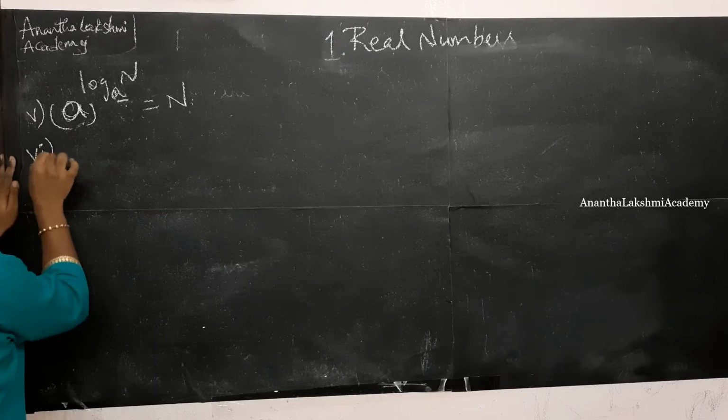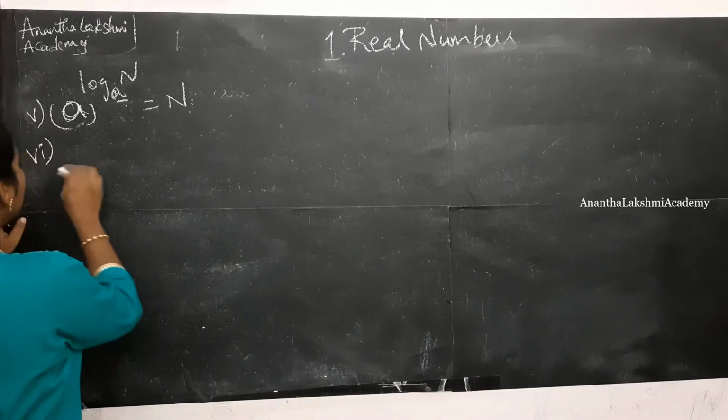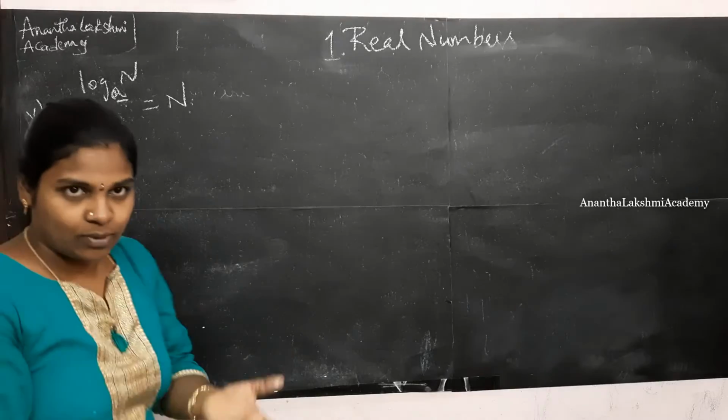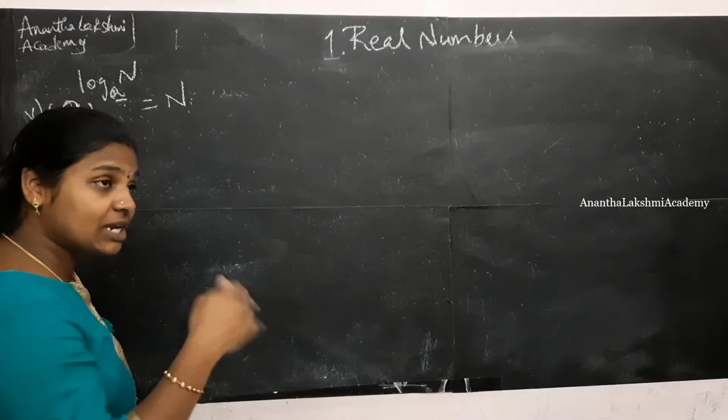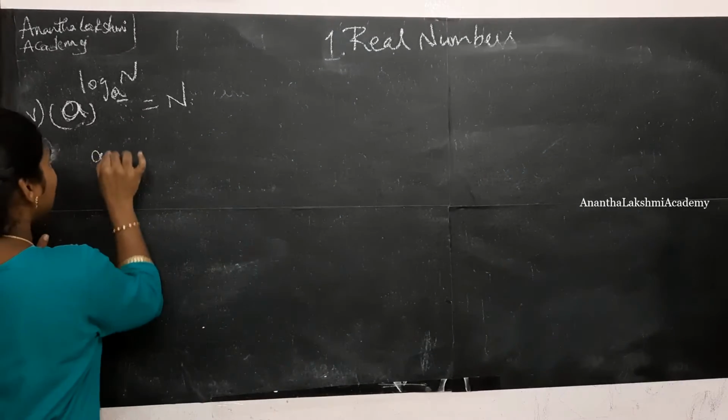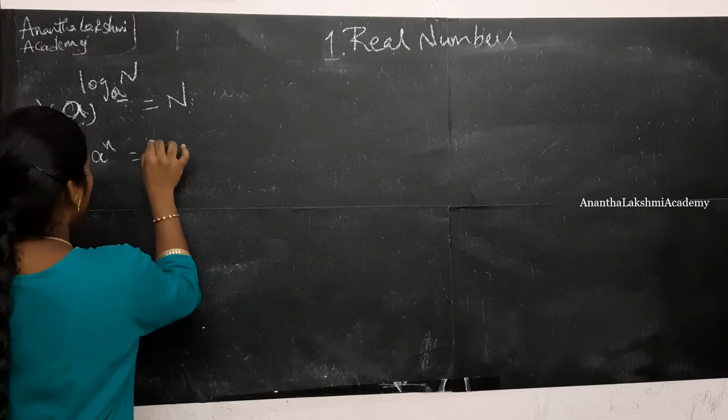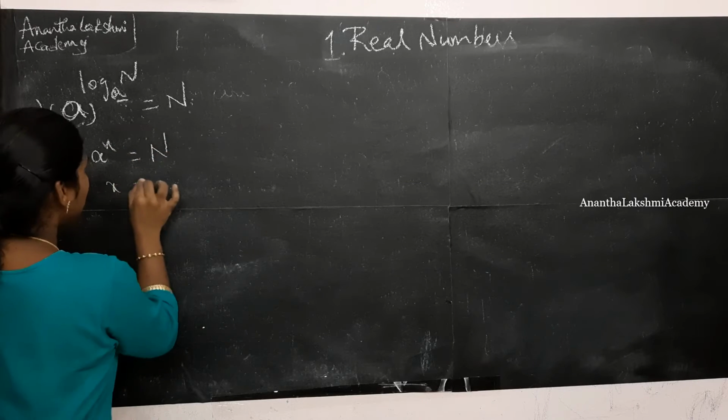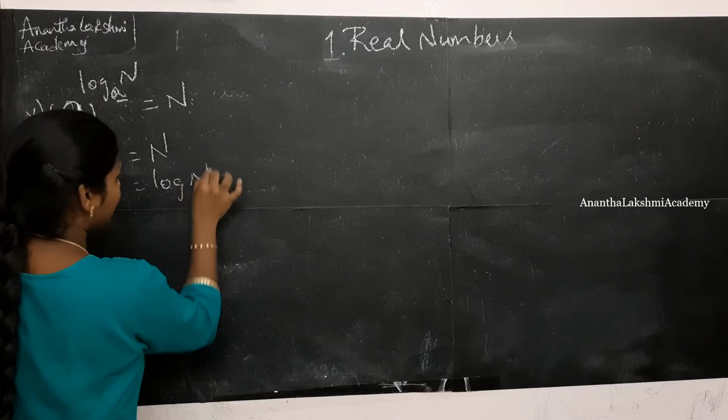And the 6th one, in order to put a generalized statement, is not exactly another law, but something which can be derived from the very first law. When a power x is equal to n, x is equal to log n to the base a. That is what we have written, right?